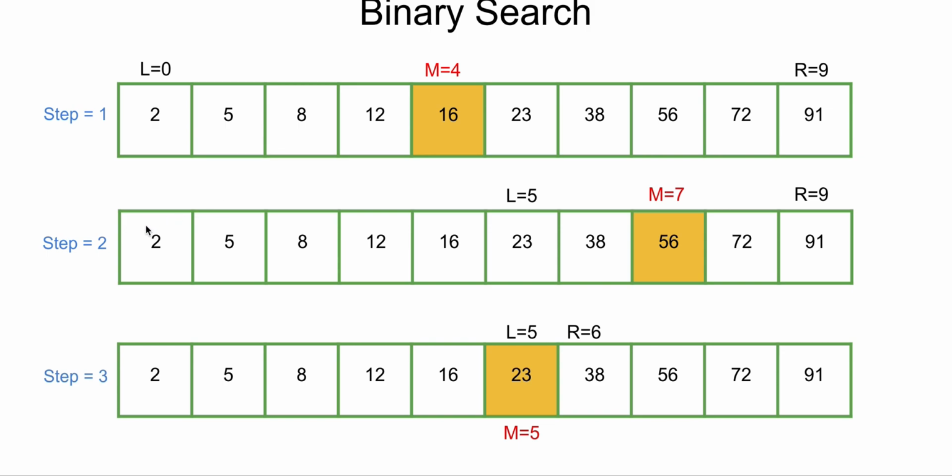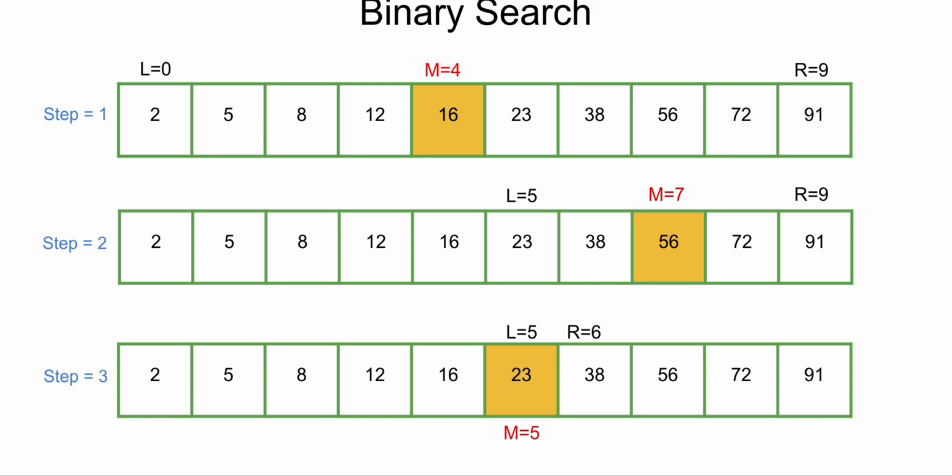In the second step, we look for the target value in the subarray starting at index 5, which is the index of the pivot value from the previous step plus 1. So for the next step, the index of the pivot value is (5 + 9) / 2, which is 7. The value at index 7 is 56. And we know that 23, our target value, is smaller than 56. So we will now look on the left side of the pivot value.